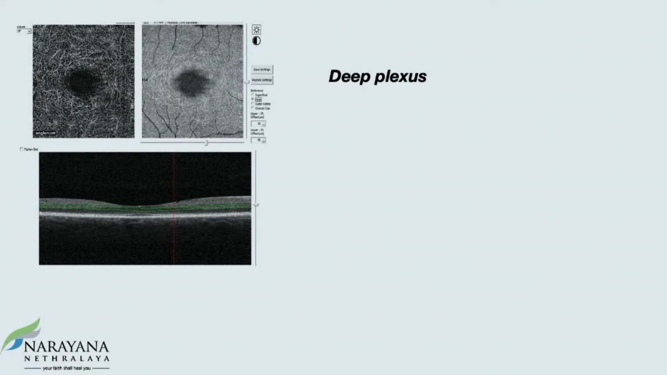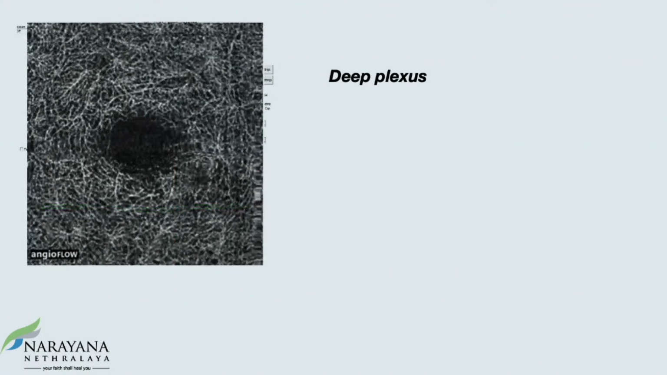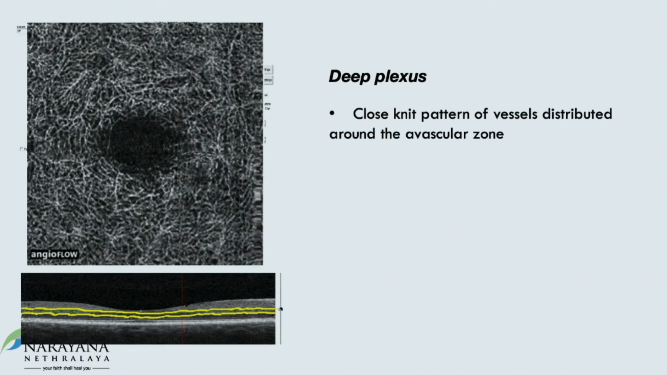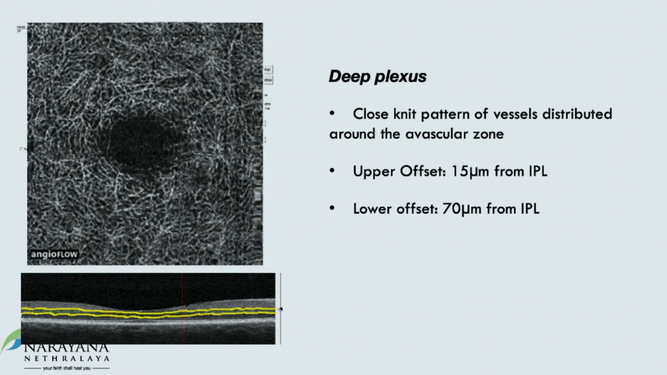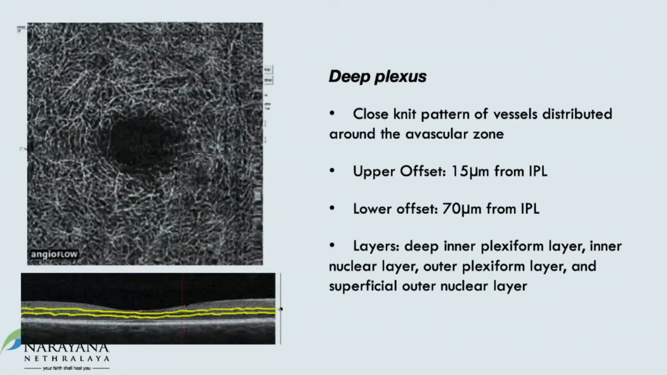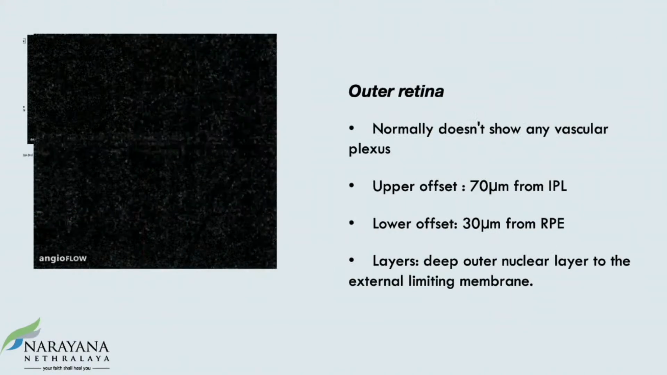Going on to the deep capillary plexus, again if you see here, look at the way the vasculature is, it is so much more compact compared to the SCP. So, here there is a more close knit pattern of the vessels around the avascular zone, the offset is again from the IPL. What layers that you see here are the deep inner plexiform layer, the inner nuclear layer, the OPL, and the superficial outer nuclear layer.